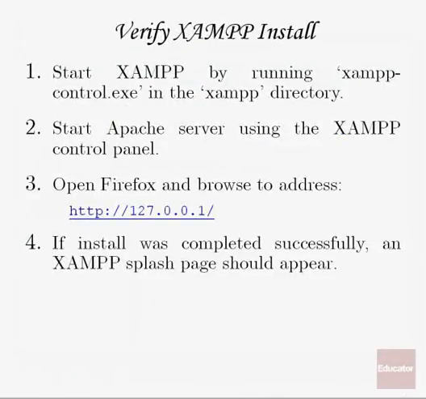Now, that being said, the next step that you're going to take is to verify that the installation actually works, because there can be some problems that occur. So the first thing that you do is you start XAMPP, and you do that by running a file called xampp-control.exe in the XAMPP directory.